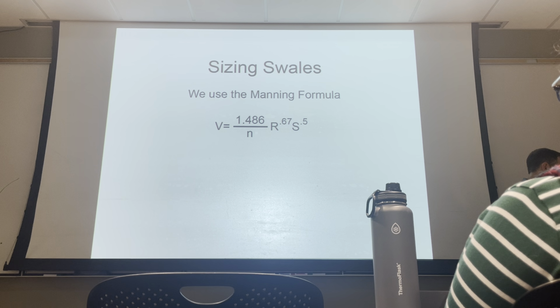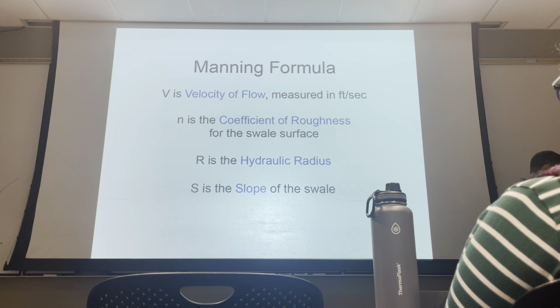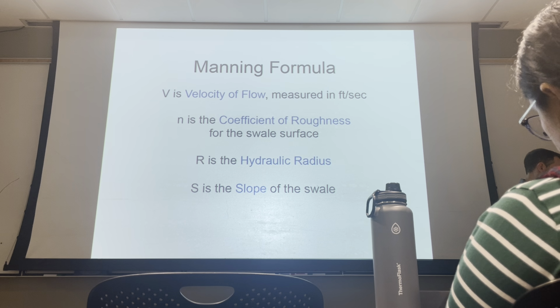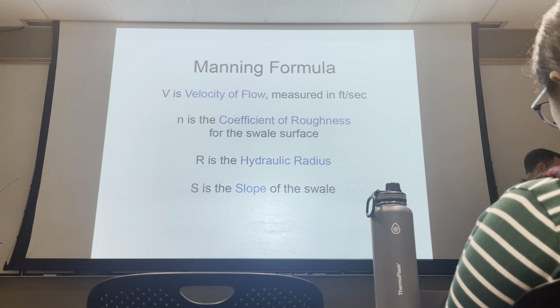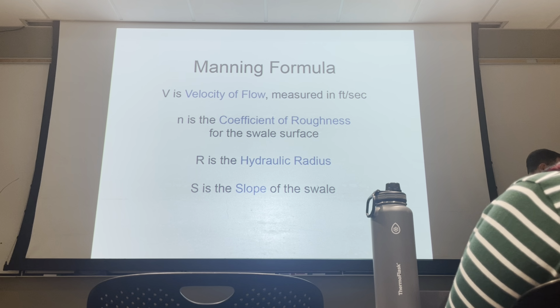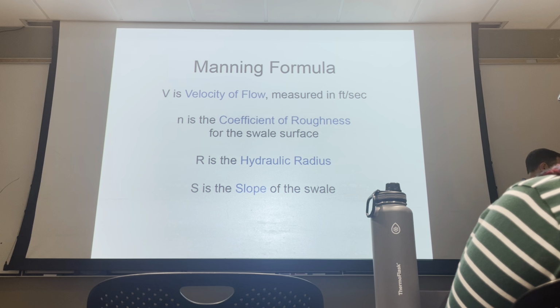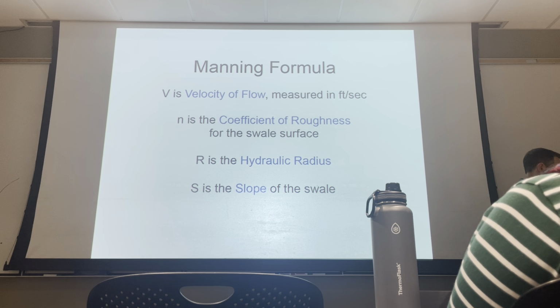V equals 1.486 over n times R to the 0.67 times S to the 0.5 power. V is velocity, feet per second. N is something we call the coefficient of roughness of the swale surface. R is the hydraulic radius, and S is the slope of the swale. Coefficient of roughness as well as the hydraulic radius might be unfamiliar. So let's look at those two.